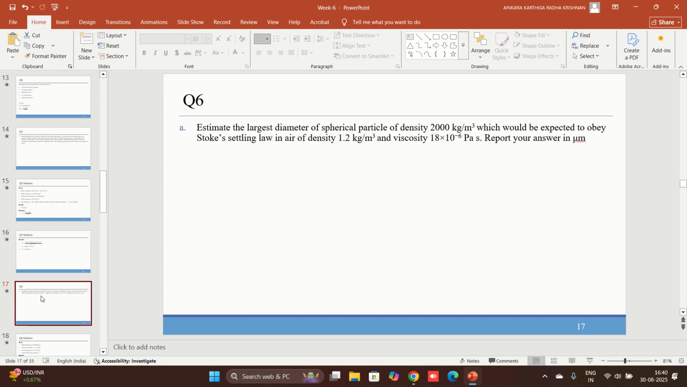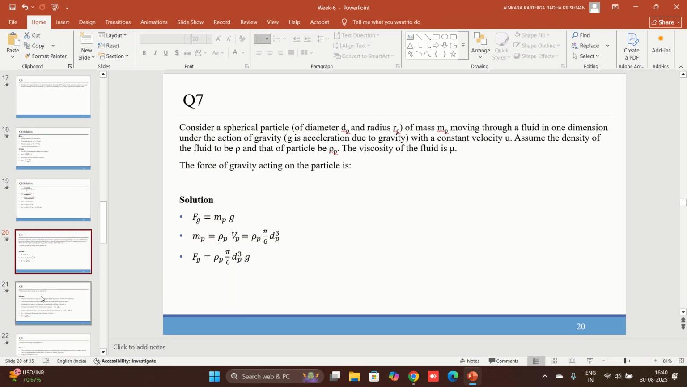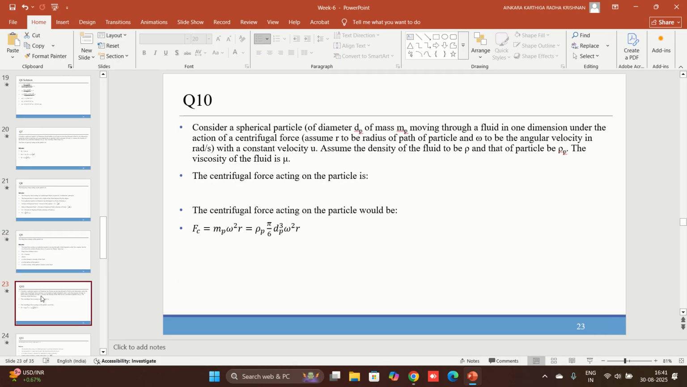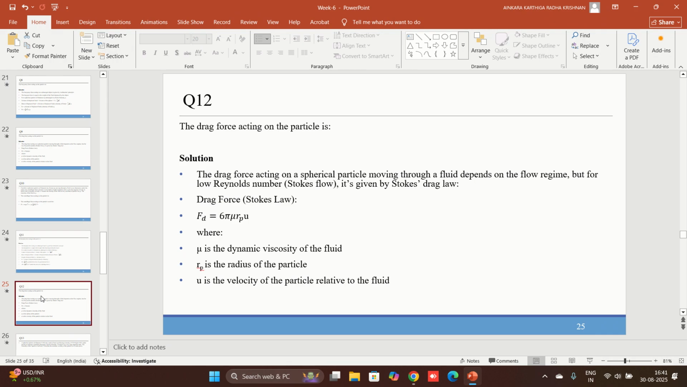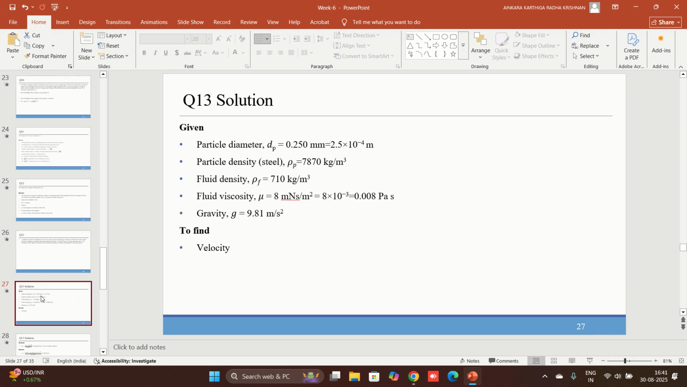Here it is given as 0.01 Pascal second. Here also it is given in Pascal second. Here it is constant mu. Here it is the formula, Newton second by meter square.